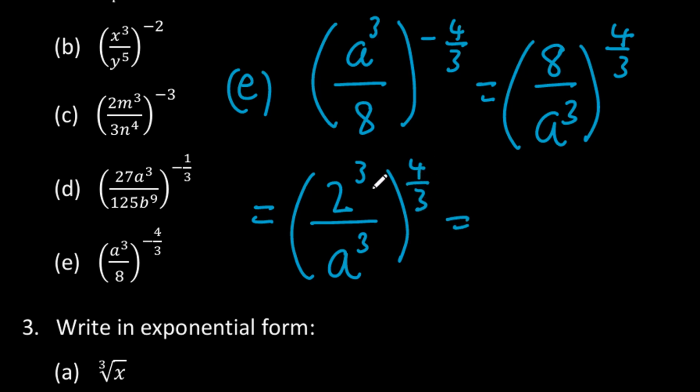And since we have brackets, we can multiply the powers. So 3 times 4 over 3 will give us 4. So we have 2 to the 4 over, and here we also multiply the powers. 3 times 4 over 3 is 4. So 2 to the 4 over a to the 4. Then finally, 2 to the 4 is 16. So we end up with 16 over a to the power of 4.